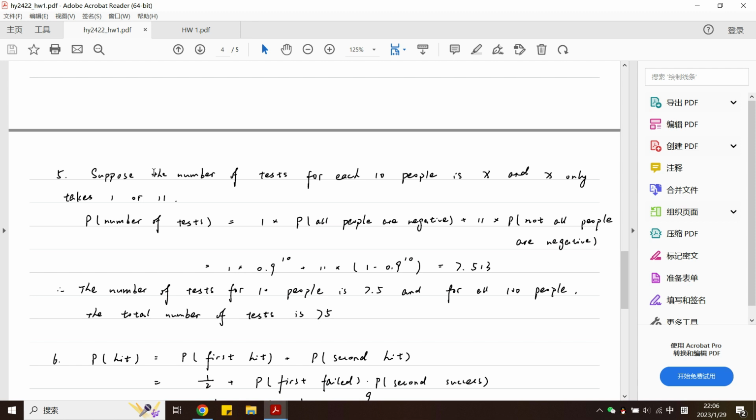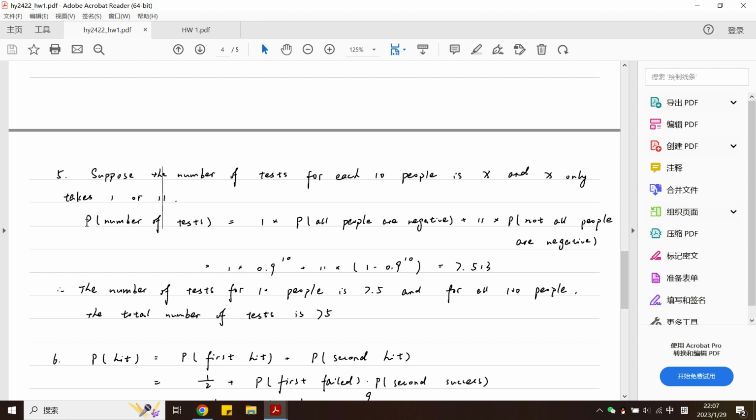Firstly, we suppose the number of tests for each 10 people is x, and x only takes 1 or 11. If x takes 1, it means that all 10 people have negative results. But if x is 11, it means that someone in this group has a positive result, and we need to test them one by one.